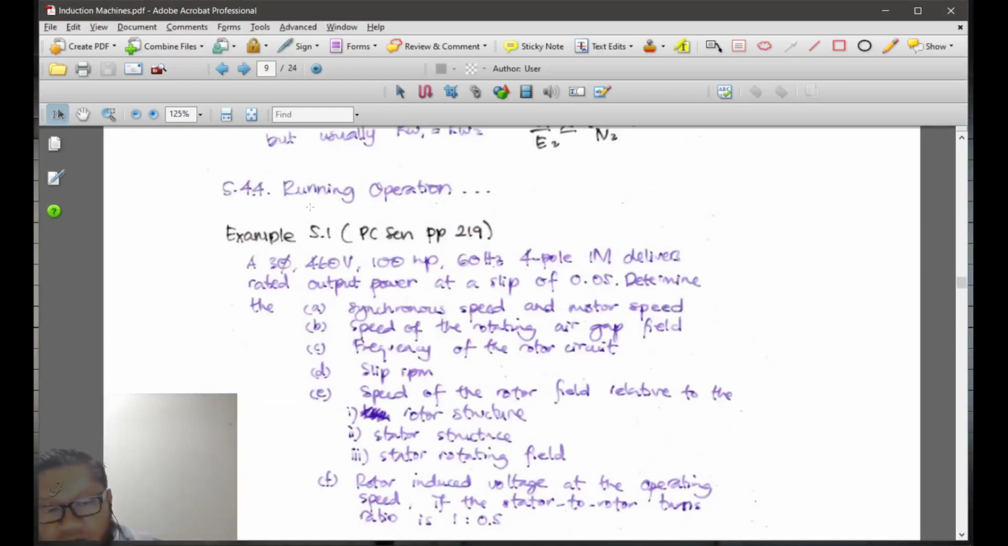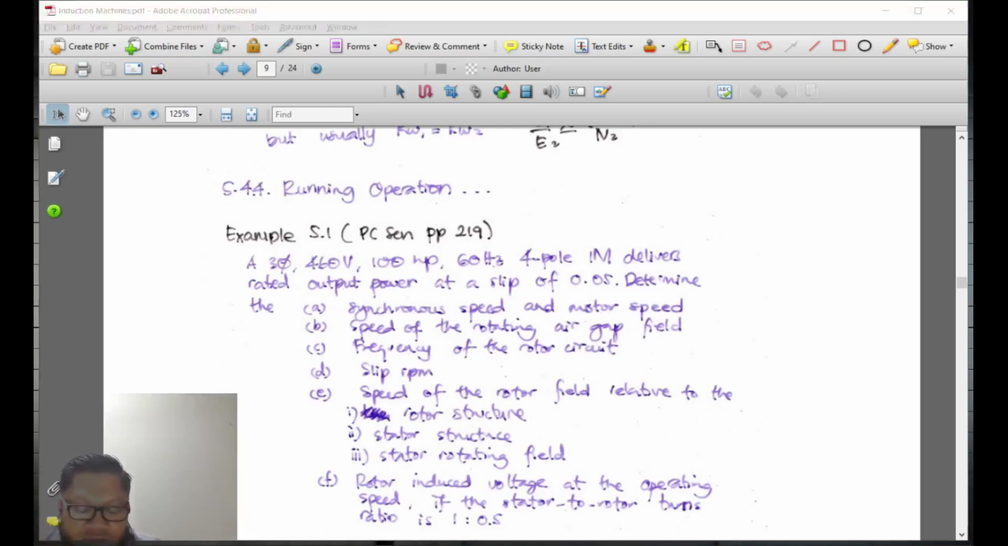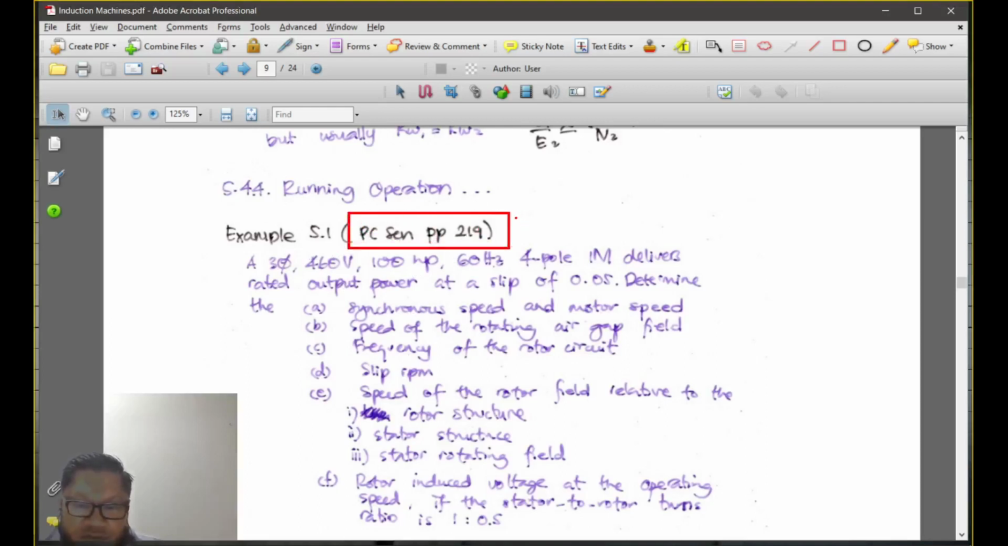And you can also look into the running operation. Once you understand the circuit, the backstage, how the rotating magnetic field works inside the air gap, you will be able to answer this question. You can refer to the PC Sen book, page 219. This is a very good book for induction machines.